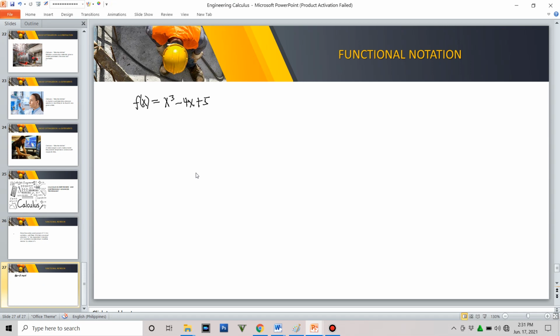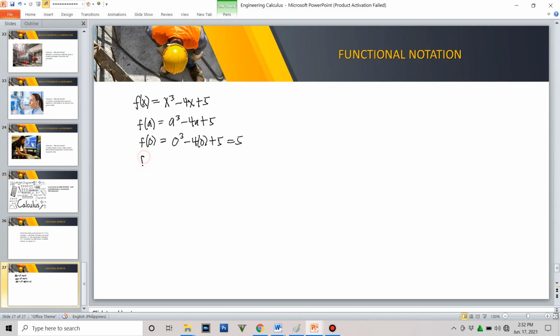Let us consider this example. The function of x is equal to x cubed minus 4x plus 5. If we need to express the same function with a different variable, this will be equal to a cubed minus 4a plus 5. And for the function of 0 for this equation, we just have to replace x by 0. So therefore, this equates to 5. So f(0) is equal to 5.